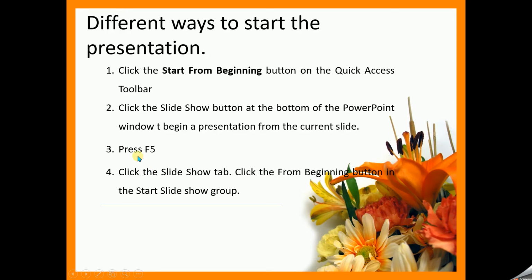And the third method, you can just directly press the function key F5. And the fourth method is click the slideshow tab, then click the from beginning button in the slideshow group. So these are all the 4 different ways I can start my slideshow. With this we are done with this chapter, children. Now we'll move on to the workbook exercises.